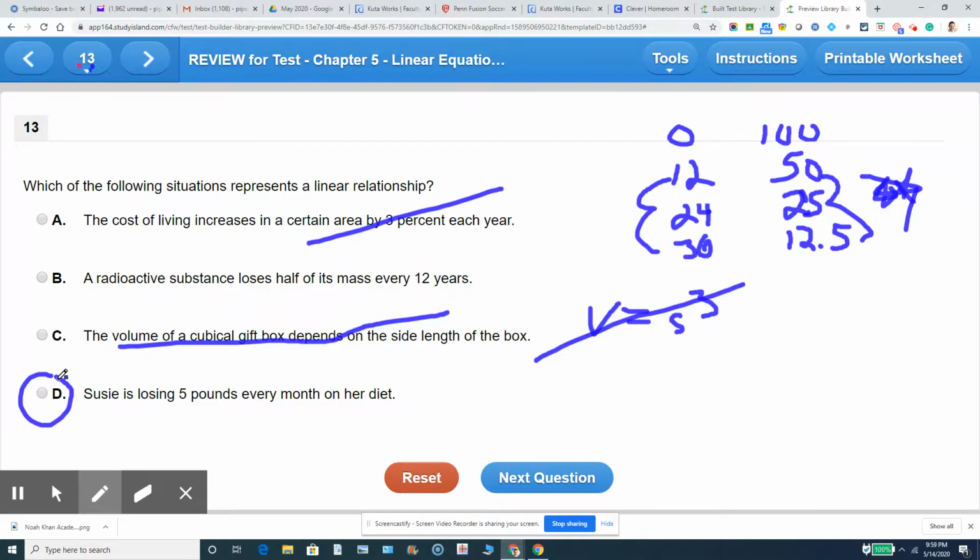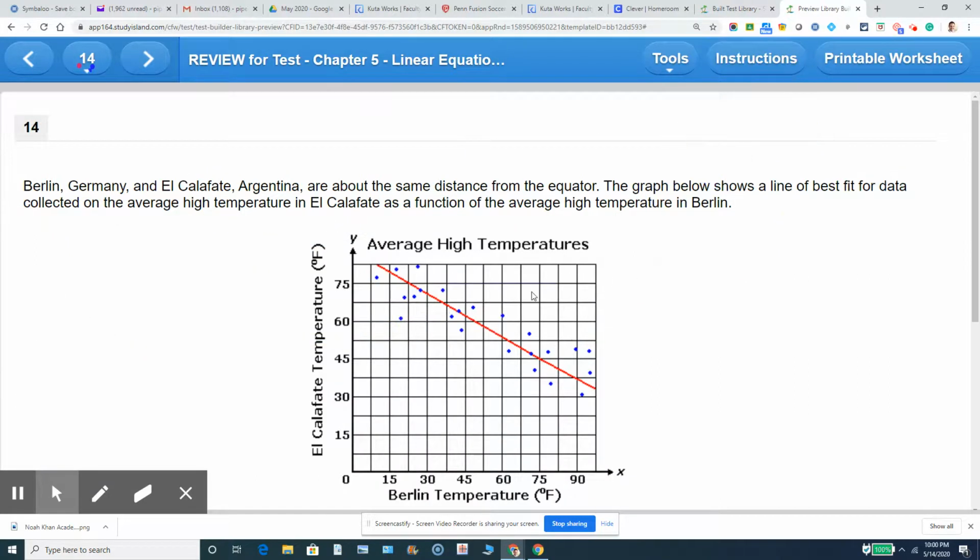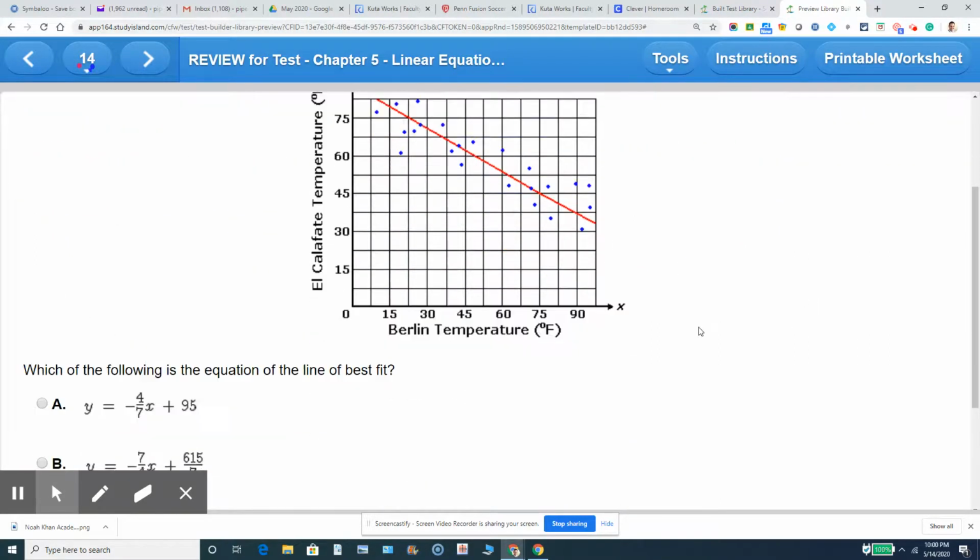Susie is losing 5 pounds every month. So it's the same amount of pounds she's losing every month. That's a linear relationship. Getting there, guys. Okay. Pay close attention to these problems, okay?